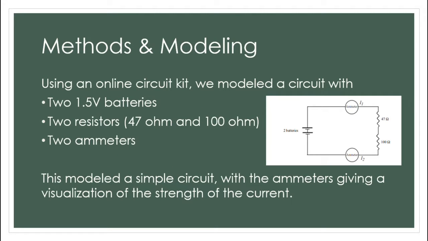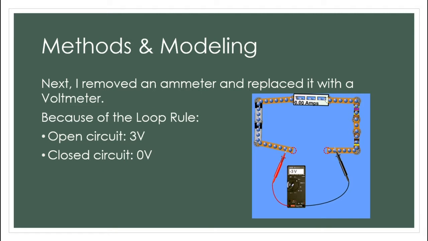So the first step was just to get a general visualization of a simple circuit. So using our online circuit kit, we modeled the circuit with two 1.5 volt batteries, two resistors, 147 ohms and 100 ohms, and two emitters. Like I said, this just modeled a simple circuit, and the emitters gave us a visualization of the strength of the current. Next, we removed one of the emitters and replaced it with a voltmeter.